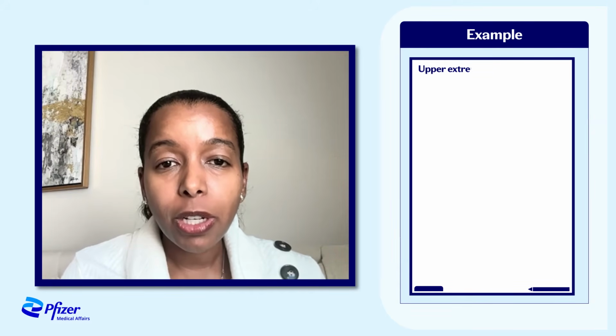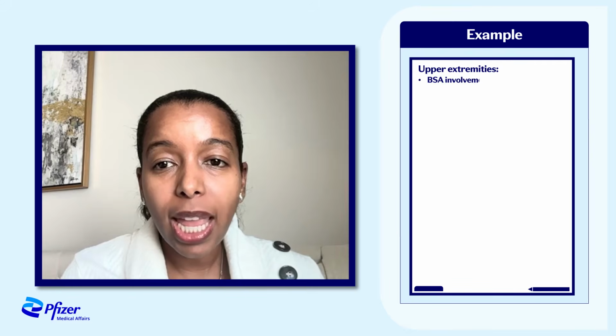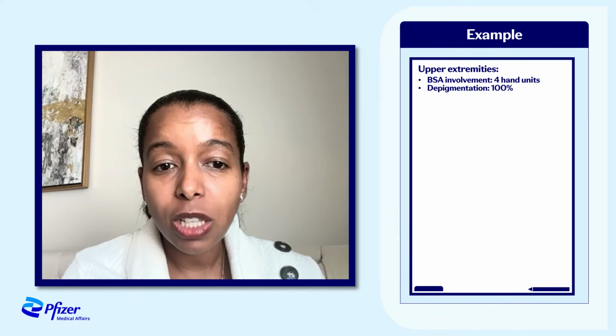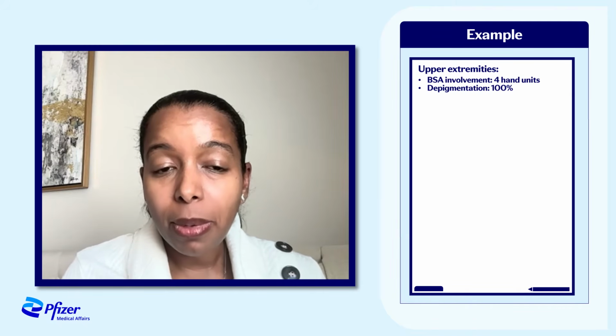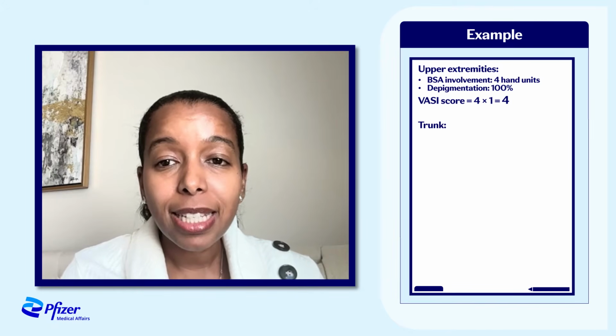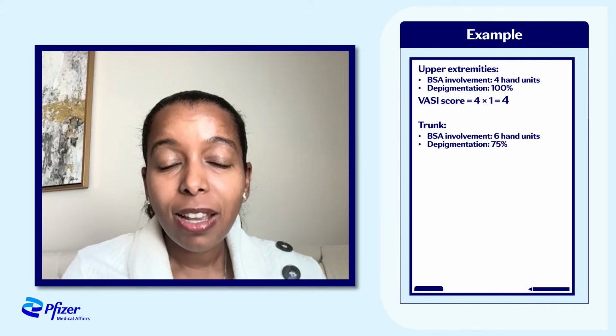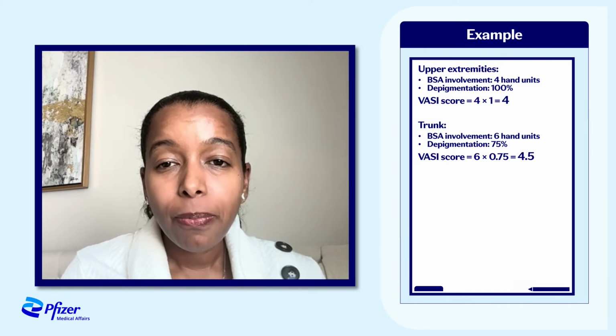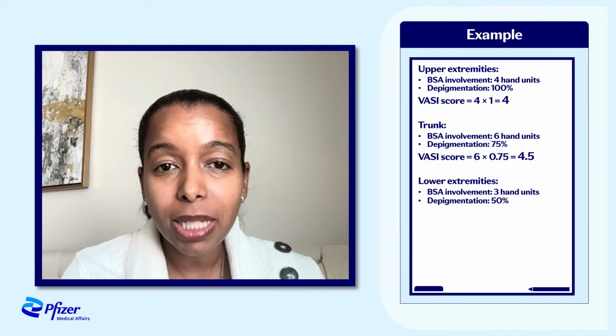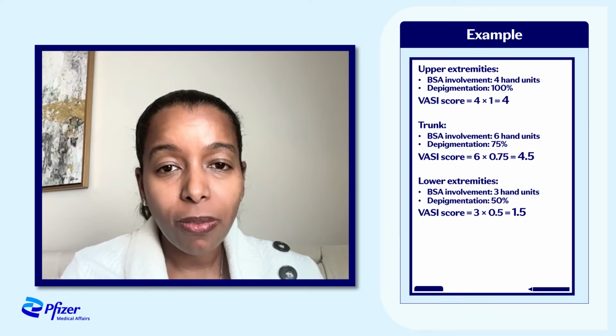Let's walk through an example of how to score a T-VASI with a hypothetical patient. Starting with the patient's upper extremities, the affected area measures 4 hand units, meaning there's 4% BSA, and there's 100% depigmentation in this region. So for upper extremities, the VASI score for this region is 4. For the trunk, the patient has 6% BSA and 75% depigmentation, giving a VASI score of 4.5. For the lower extremities, 3% BSA and 50% depigmentation give a VASI score of 1.5.